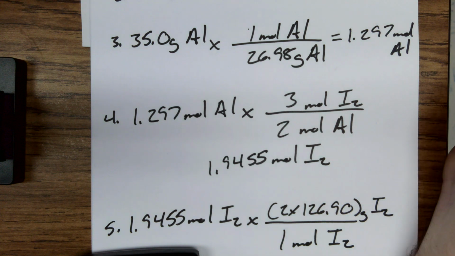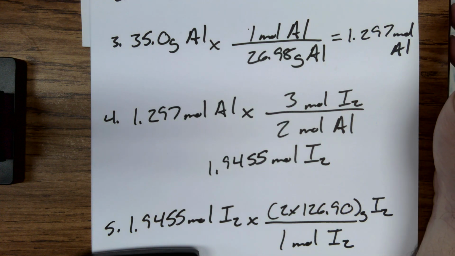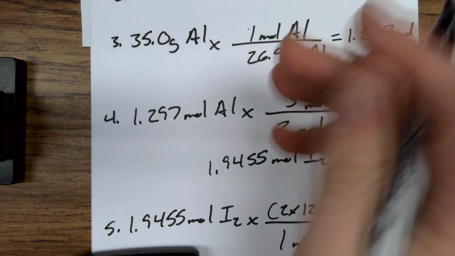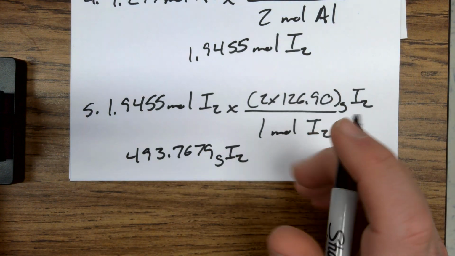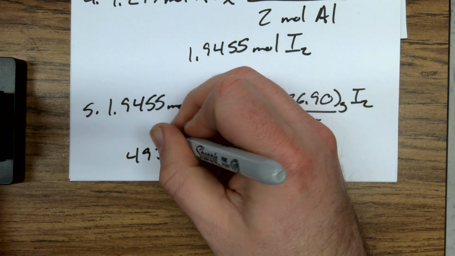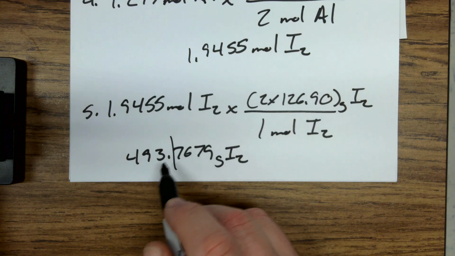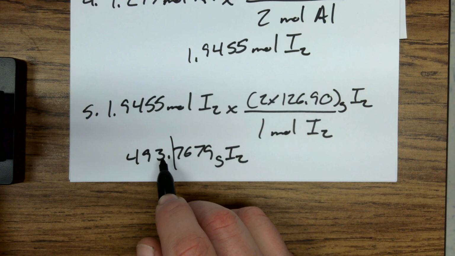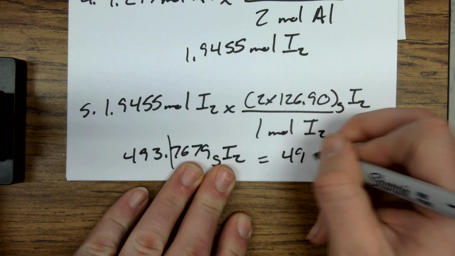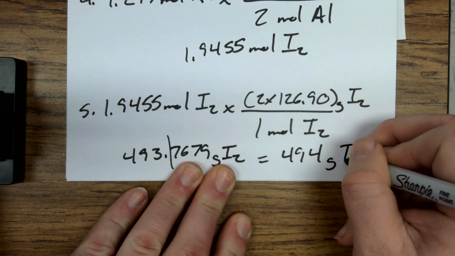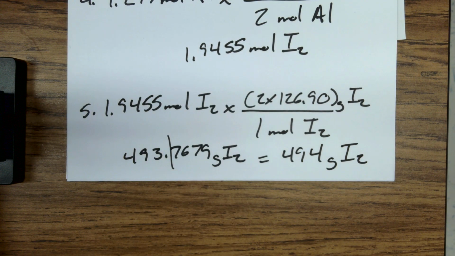How many sig figs did my question start with? 3. How many sig figs did my final answer have? 3. 1, 2, 3. Is the 7 big enough to push my 3 to a 4? My final answer is 494 grams iodine.